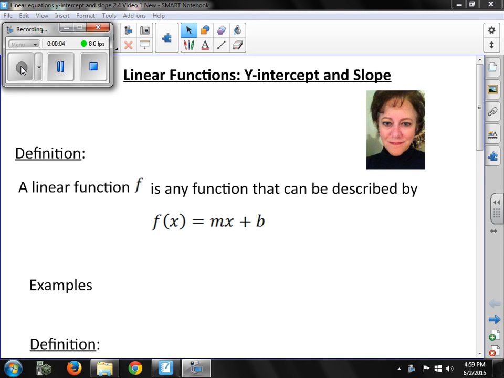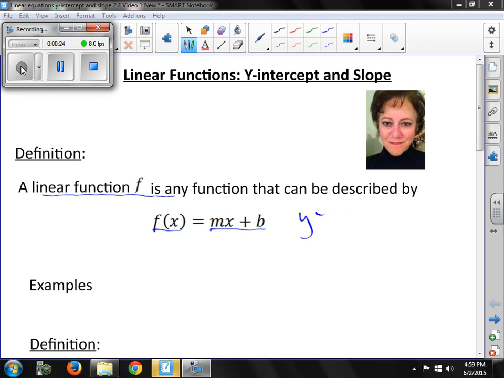Today we're going to be talking about linear functions and the y-intercept and slope. A linear function f is any function that can be described as f of x equals mx plus b. It may also be designated as y equals mx plus b.